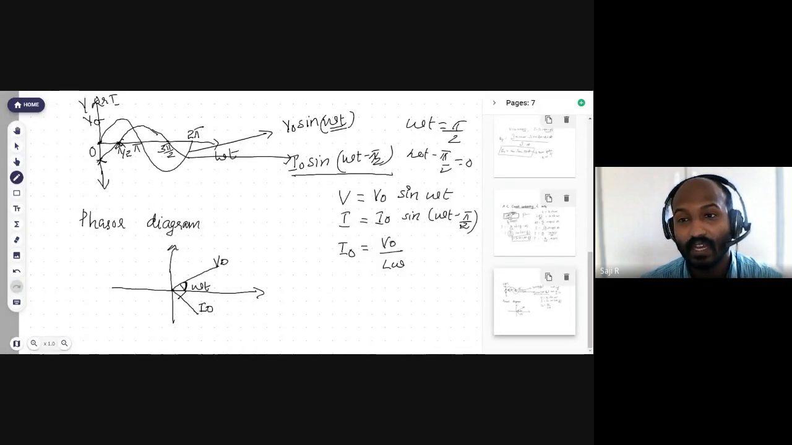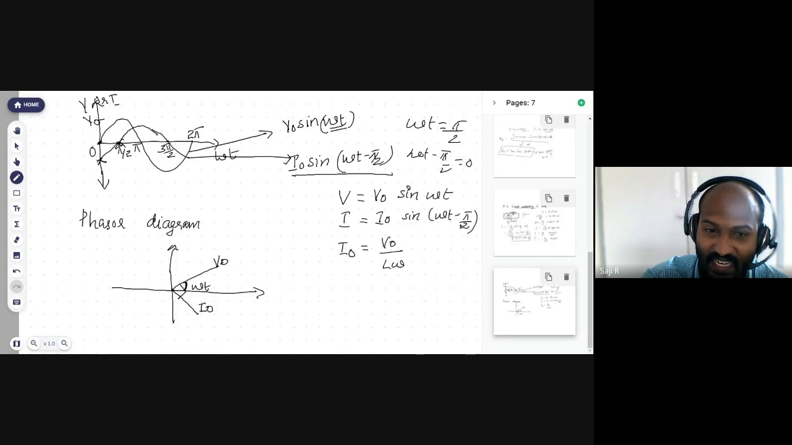If we say L omega is the resistance, then it is wrong, because an inductor is a coil, and that coil is made up of a conductor. Normally we study that conductors have no resistance. But this L omega is the resistive effect here. So this L omega is known as reactance, because it is not resistance, but it resists the current.